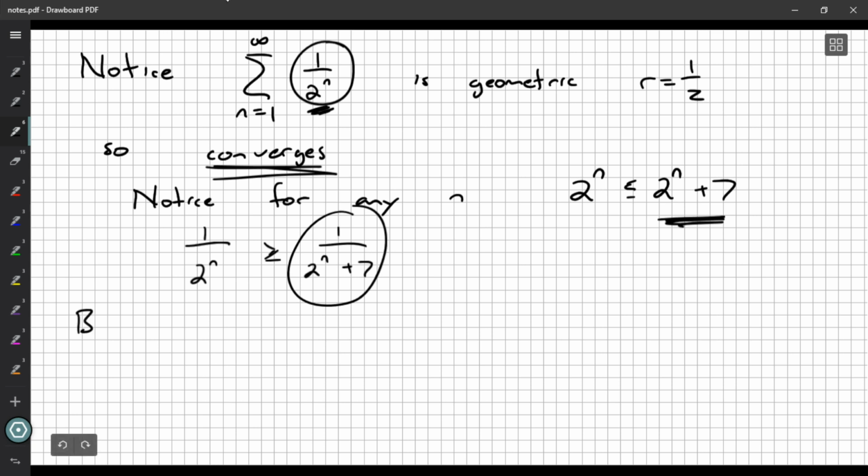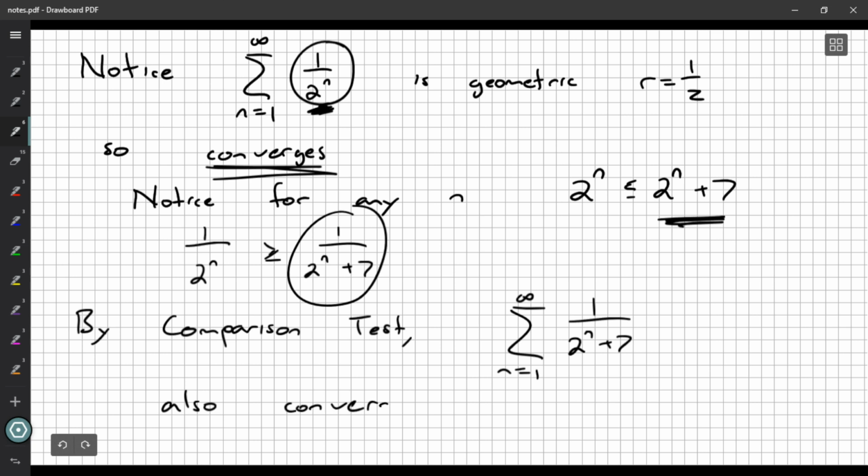So all we can do is say, by the comparison test, now if the inequality were the other way around for some reason, then this would not be helpful. Showing that the smaller series converges doesn't really do anything for us. So we have to be careful when we construct our inequality. Okay. So this also converges, and we're all done.